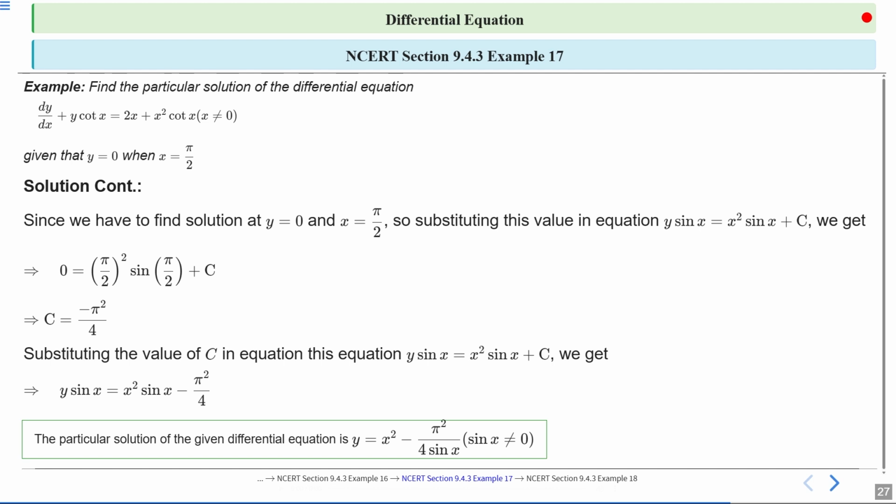So to get a particular solution, at first we have to calculate the general solution of the differential equation, and then using the initial condition, we calculate the value of c. When we substitute the value of c in the general solution, we get a particular solution for that differential equation, which satisfies the given differential equation as well as the given initial condition.